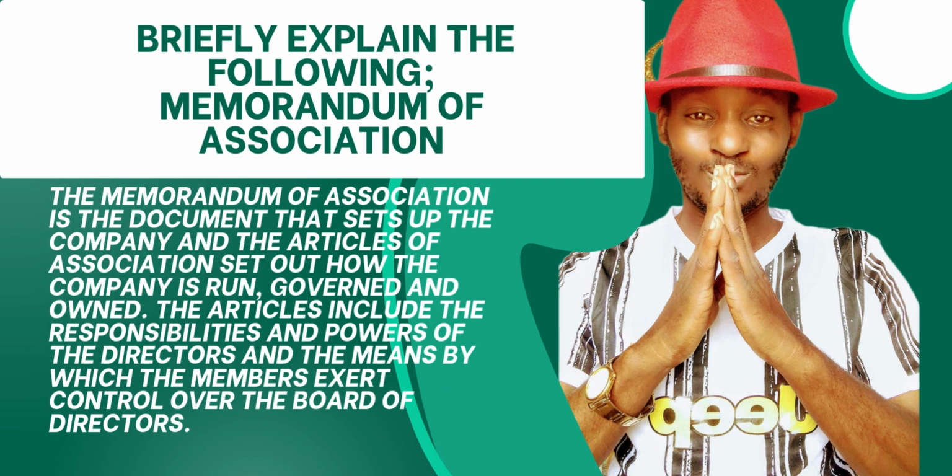Memorandum of Association. The Memorandum of Association is the document that sets up the company, and the Articles of Association set out how the company is run, governed, and owned. The articles include the responsibilities and powers of the directors and the means by which the members exert control over the board of directors.